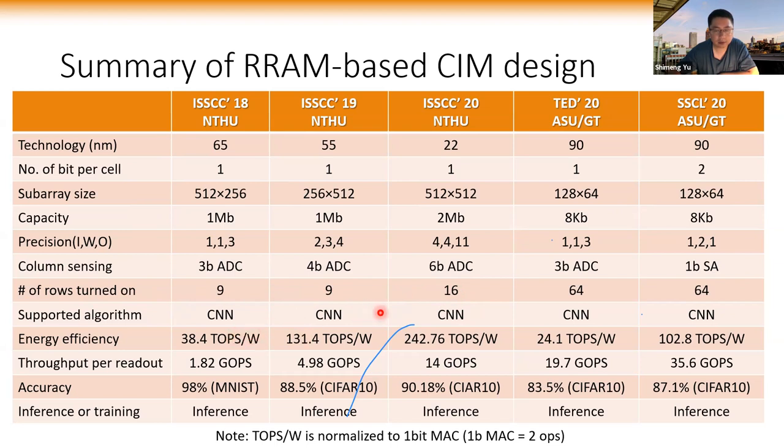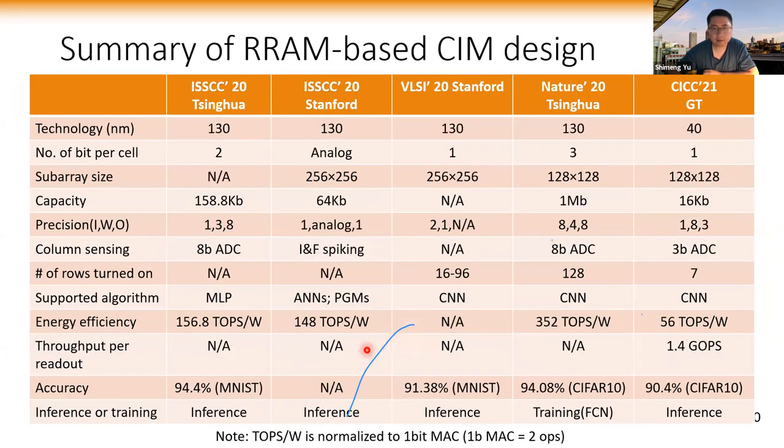With those demonstrations, here are the energy efficiency numbers. I would say this is again normalized to the 1-bit by 1-bit MAC. Actually, this number may be lower than the SRAM implementation. There are two reasons. One is the number of rows that turn on simultaneously is less. Second is the technology node of the RRAM is older than the SRAM. And again, there are more papers using the RRAM technology. I will skip the details.